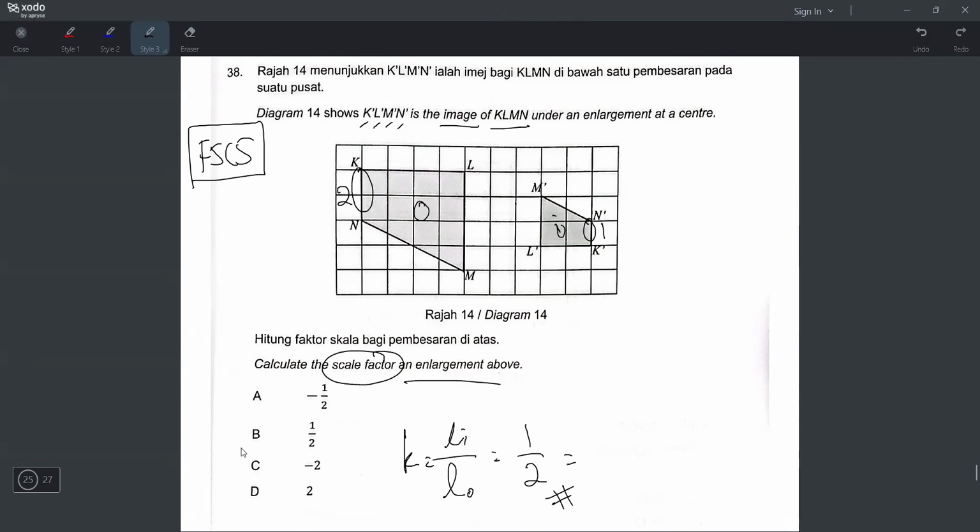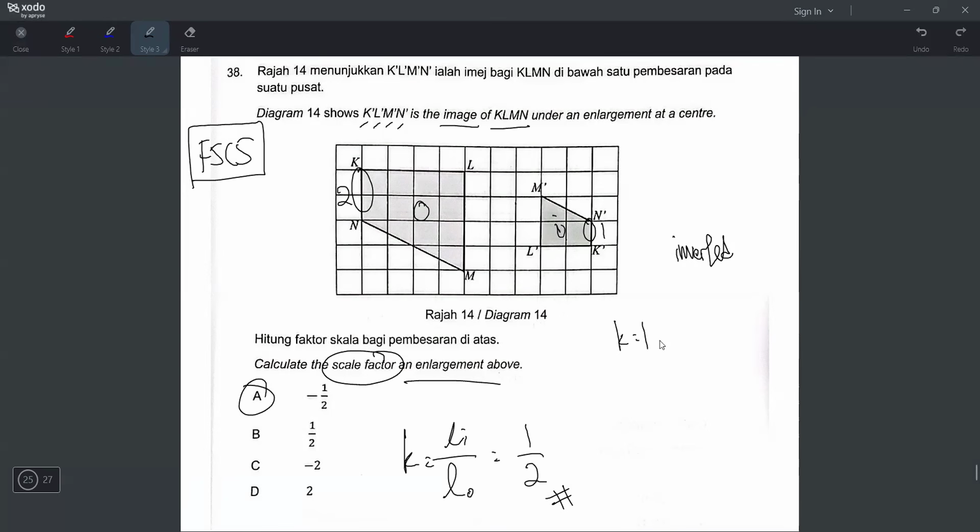But if you bullet B, salah. You have to bullet A. So why do you have to put a negative? When your object and image are inverted, your scale factor will be negative. So did you realize the object and image are actually inverted? Do you know what inverted means? Inverted means it's upside down. Upside down, right? So I want to mention a few things here.